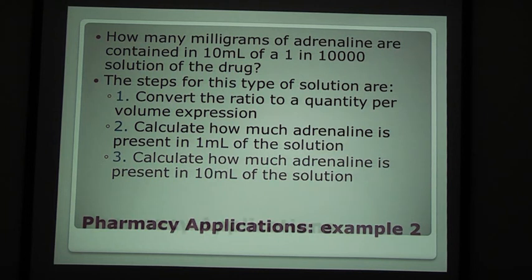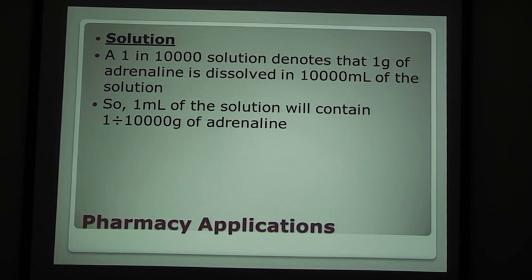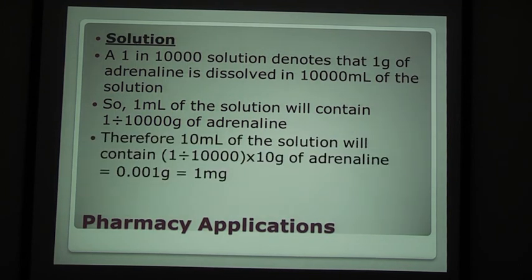Okay, so let's do it. A 1 in 10,000 solution means that you've got 1 gram of the drug, of adrenaline, dissolved in 10,000 ml of the solution. That's the first thing you need to identify from this. 1 in 10,000 means you've got 1 gram in 10,000 milliliters. So 1 milliliter of the solution will contain 1 divided by 10,000 grams of adrenaline. Therefore, 10 mils of the solution will be that multiplied by 10. If you do your maths correctly, you should get 1 milligram.